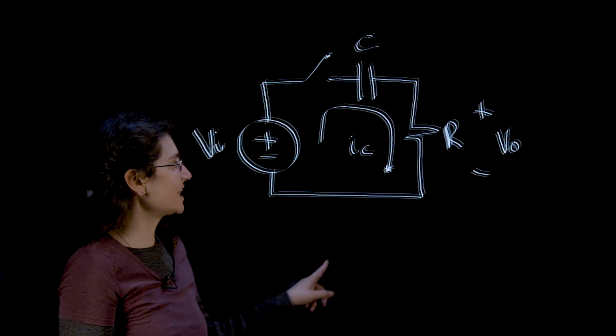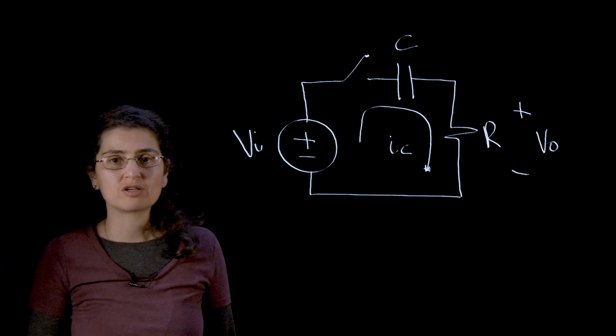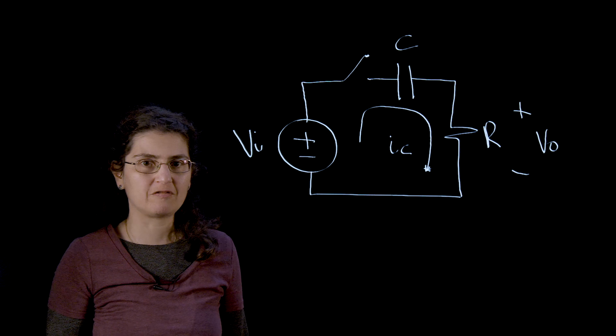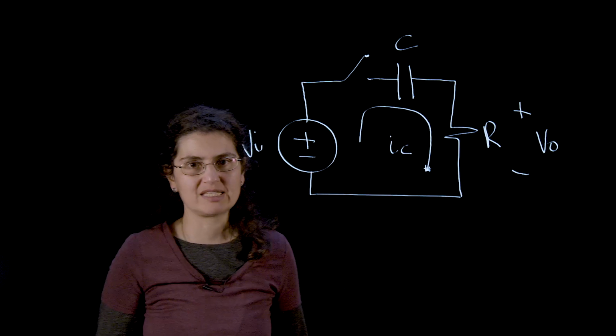Hi, today we're going to be talking about the CR circuit and its different responses. The circuit looks like this. If you see very closely, it's pretty much the same circuit as we had before, but now we've switched the places for the capacitor and the resistor.